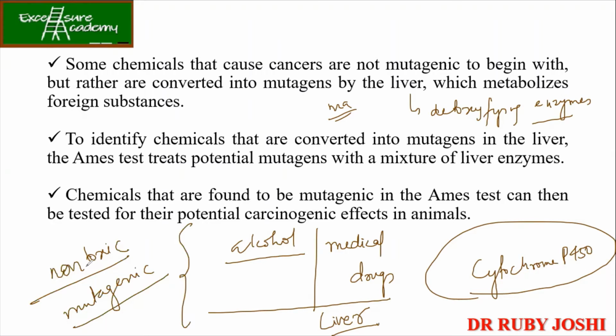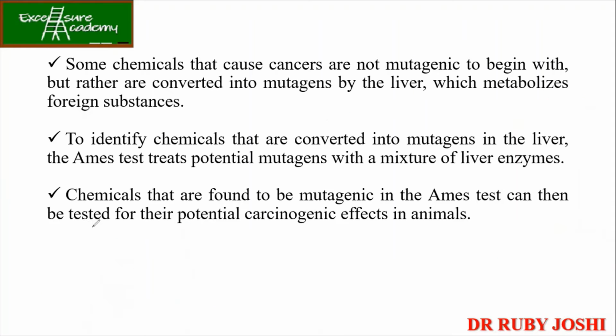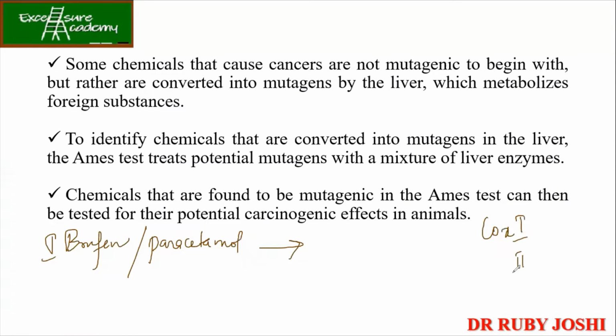Now, whenever a drug, for example, let's talk about brufen, ibuprofen, or any other painkiller like paracetamol, what happens is that inside the body it goes, and there are certain enzymes. Have you heard of COX-1 and 2? Or arachidonic acid? Do you guys know these words? So I'll tell you in short.